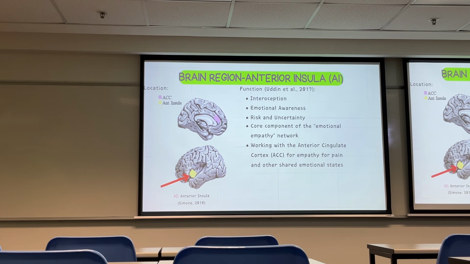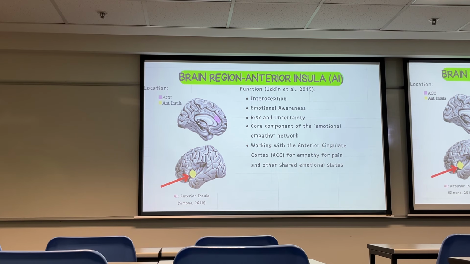The anterior insula is a region located very deep within the lateral sulcus. It is the prominent fissure that separates the frontal and parietal lobes above from the temporal lobe below. Here are the functions of the AI.